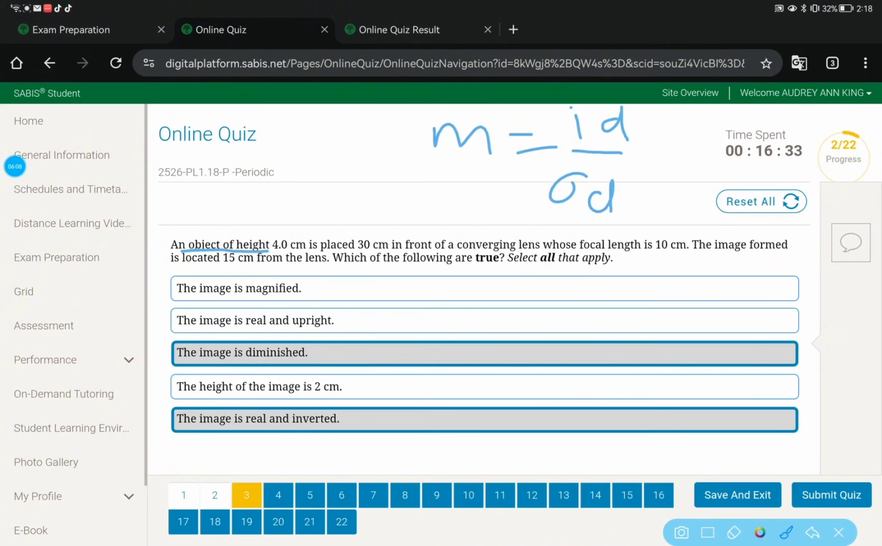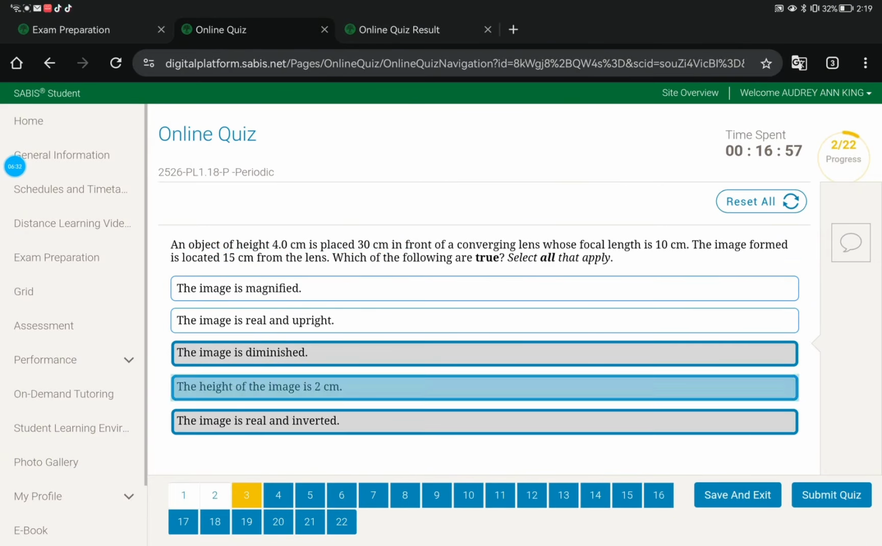So the object is 30 centimeters in front of a converging lens, sorry, and the image formed is 15 centimeters. So just do 30 over 15. So doing 30 over 15, you get 2, which is why the height of the image is 2 centimeters.